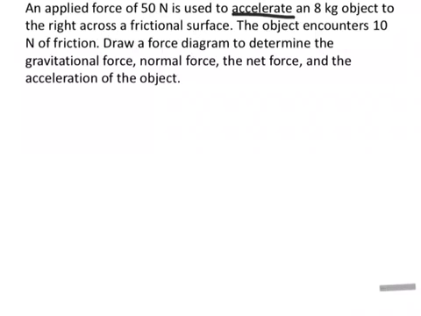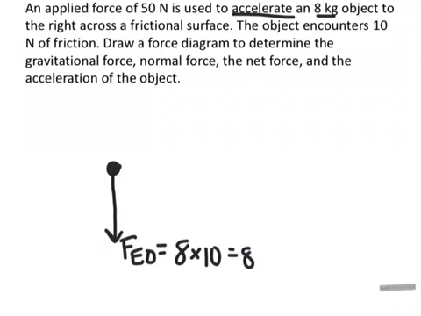So starting off drawing my force diagram, we always have our one non-contact force, which is Earth's pull, which is going to be down. The force of Earth on the object. And again, this is the same thing as weight. We calculate it by taking the mass times 9.81, but we'll round up to 10. So since this is an 8 kilogram object, we do 8 times 10, and we get 80 newtons.